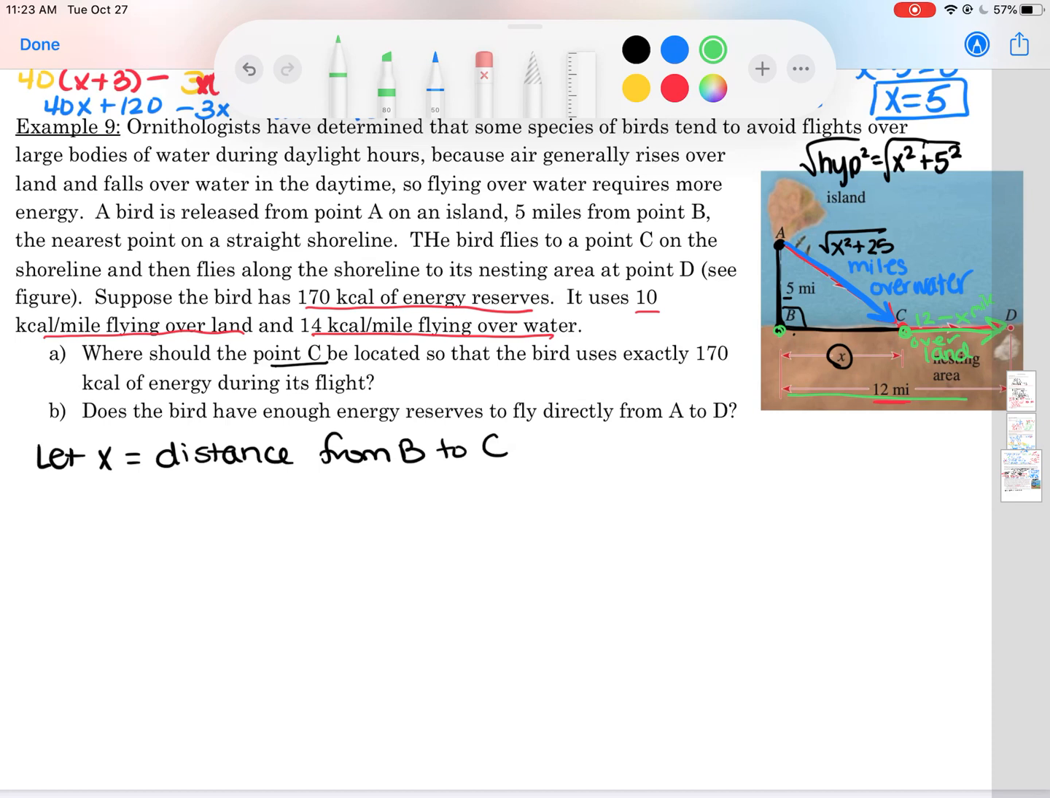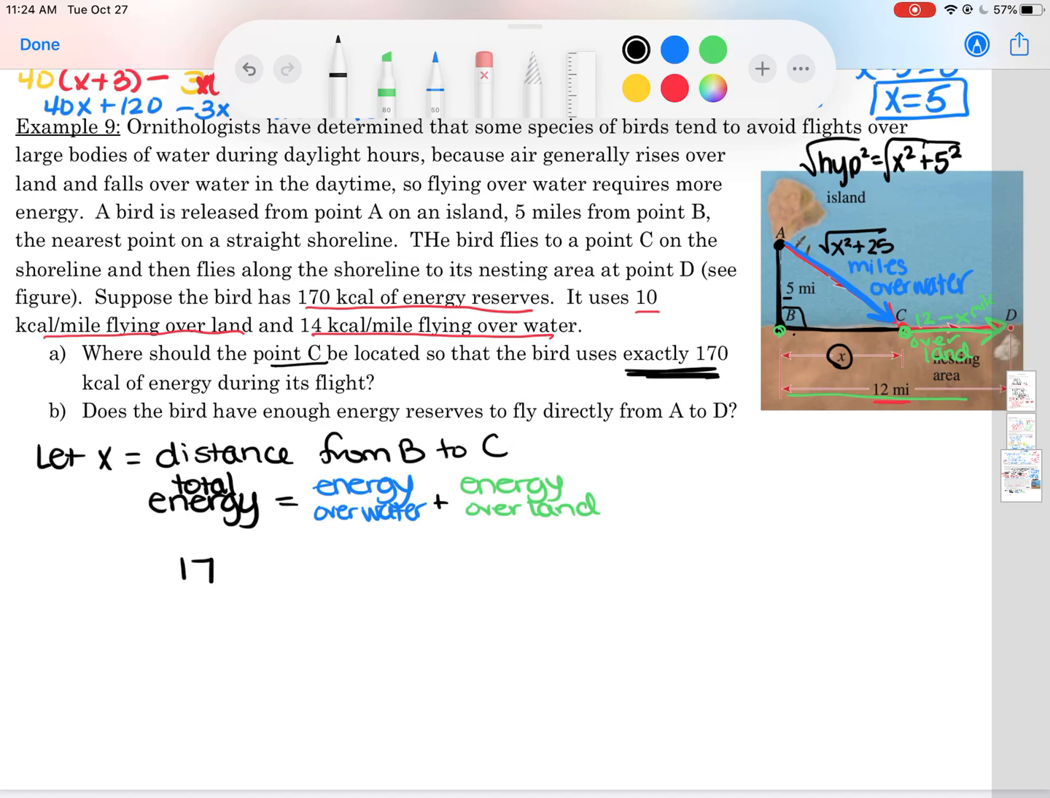All right, so from there, we really could set up an equation. We know that the total energy is going to be energy over water plus energy over land. So total energy is going to equal energy over water plus the energy over land. And we know what we want our total energy to be. It specifically says we want them to use exactly 170. So 170 should equal... All right, so how are we going to figure out the energy over the water?